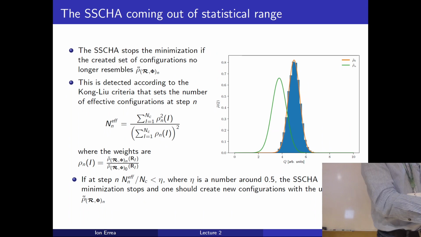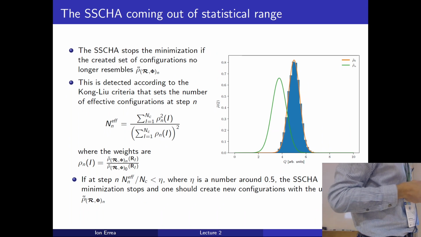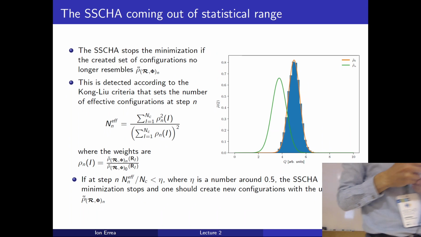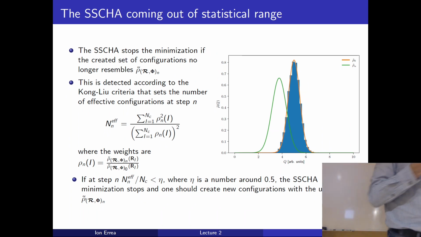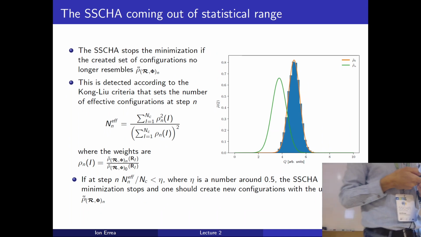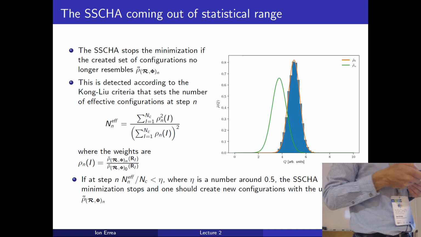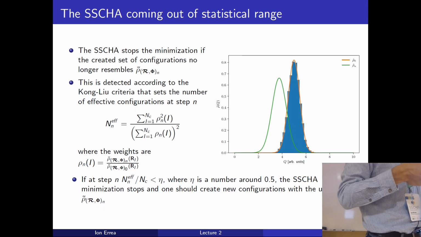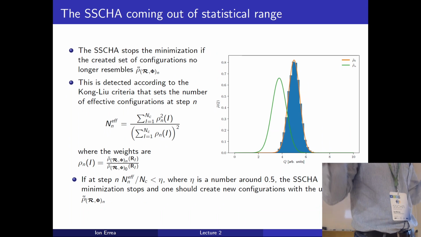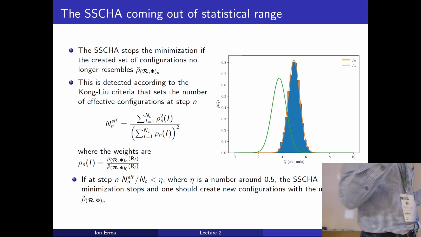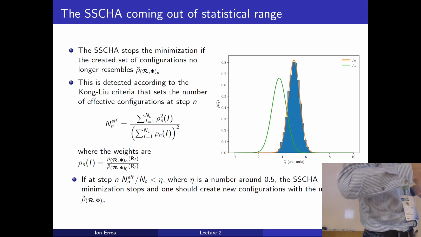So we stop, we have some final centroid positions and some final auxiliary force constants. Then we need to generate new configurations and continue. This is the idea. Normally this number is around 0.5, but sometimes you can be a bit more easygoing with that value, and sometimes you need to be a bit more stringent. That's experience, you can play a bit with these numbers. But normally around 0.5 is a good idea. In the very beginning, if you are very far from the solution, you can be more relaxed and go a bit longer in the minimization, and then be a bit more exigent later.